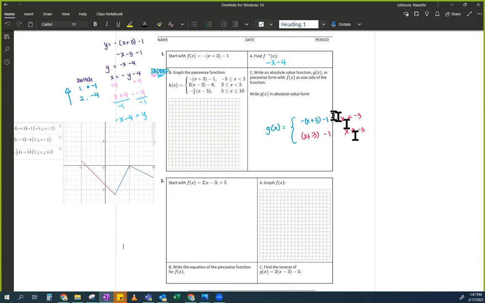All right, moving on. So there it is. That is how you make an absolute value function into a piecewise function. Yes? Okay.